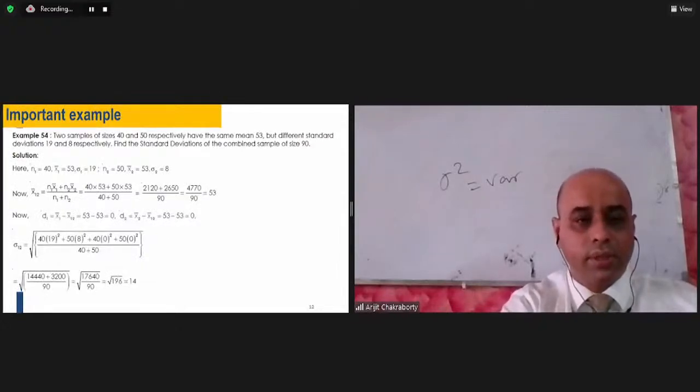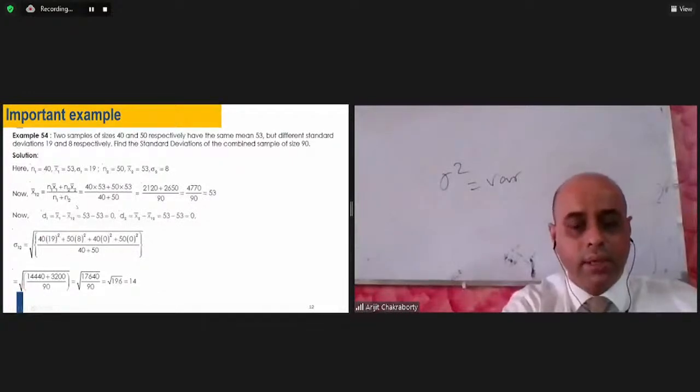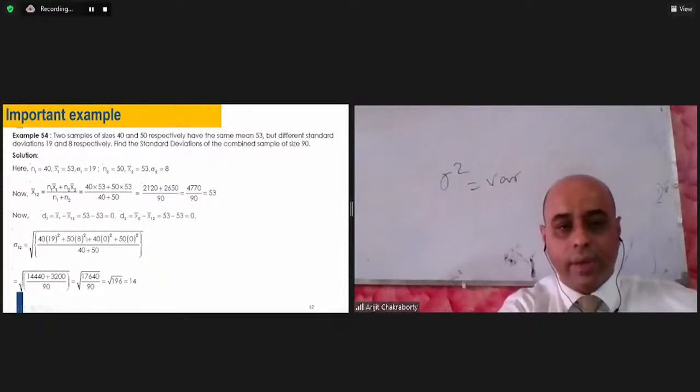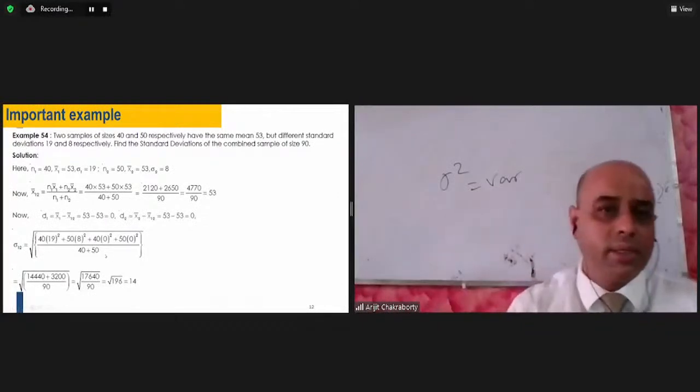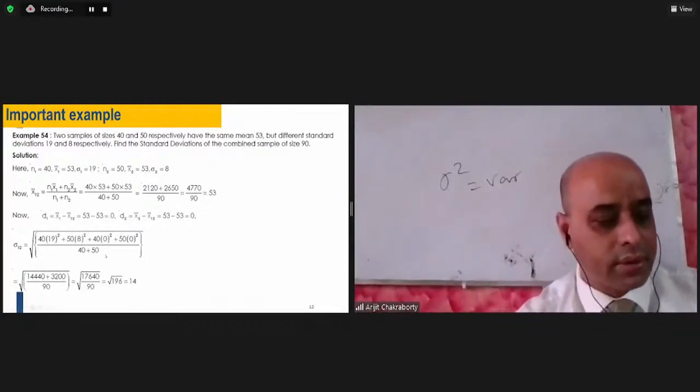Okay, so I hope it is now clear. You can now calculate, just try it out once again, the last part, and revise what you have done. You will get 40 into 19 square plus 50 into 8 square divided by 40 plus 50. And then the remaining is just simplification.